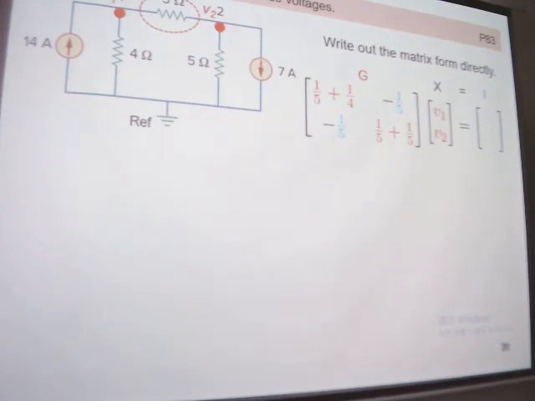The current going inside is positive. The current going outside is negative. But the right hand side is the source. Please remember, it's the source. So for node 1, here is the current source of 14, right? The 14 goes inside, so it should be positive. And for node 2, here is 7, and this current source goes outside. So it should be negative, minus 7, right? Because the value is 7, okay.